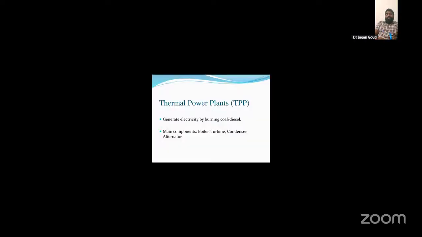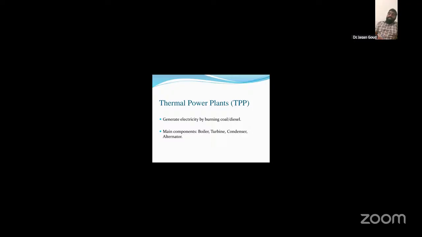Thermal power plants, TPP. It means thermal power plants. What is a thermal power plant? Basic concept: a thermal power plant generates electricity by burning fossil fuels such as coal, diesel, or natural gas. The heat released during combustion is used to produce steam, which drives a turbine connected to an alternator to generate electricity.